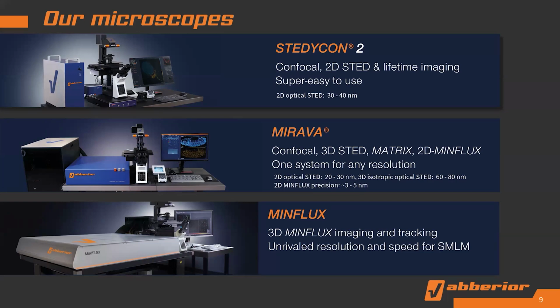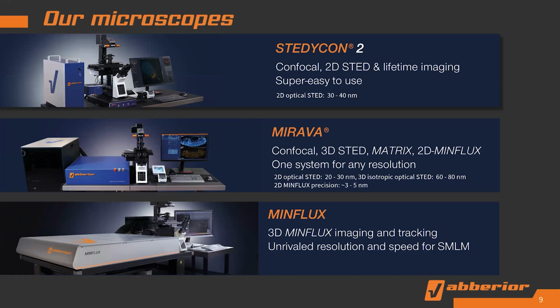Then in the middle, we have the giant STED system. It's called Mirava. It's an all-in-one system. You can do millimeter scale imaging down to single molecule level imaging. It's a combination of confocal technology, 3D STED, matrix array detector, 2D MINFLUX, and a lot of other modules as we demoed 2 days ago. So the 2D optical STED resolution is 20 to 30 nanometer on the Mirava, and the 3D isotropic optical STED resolution is 60 to 80 nanometer.